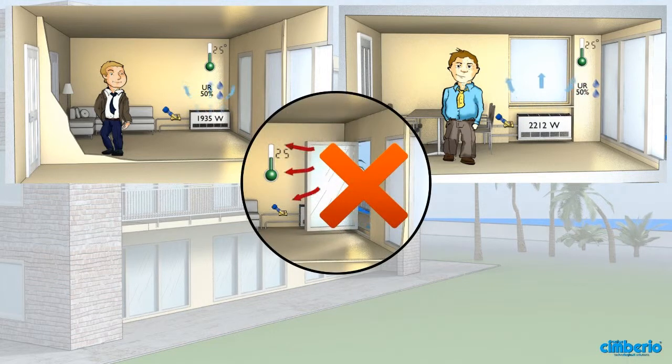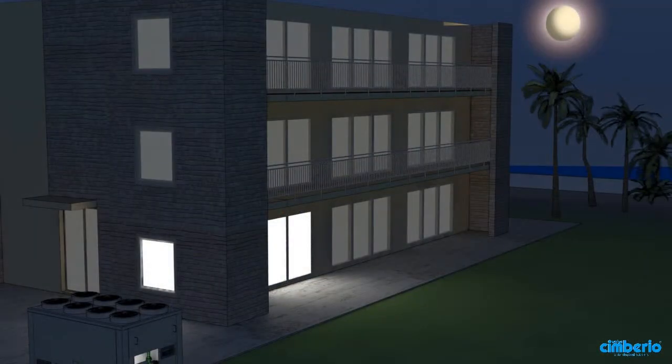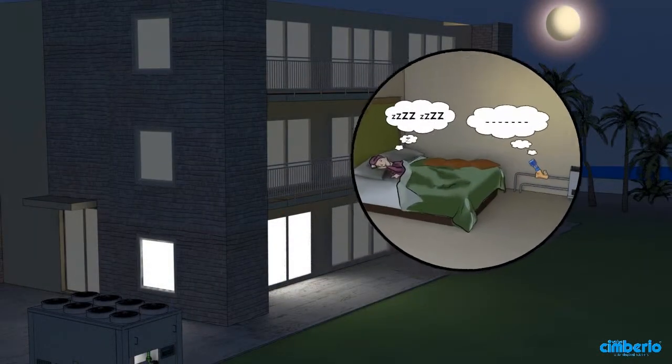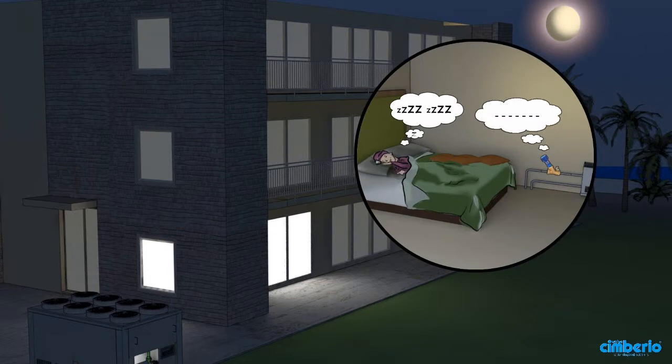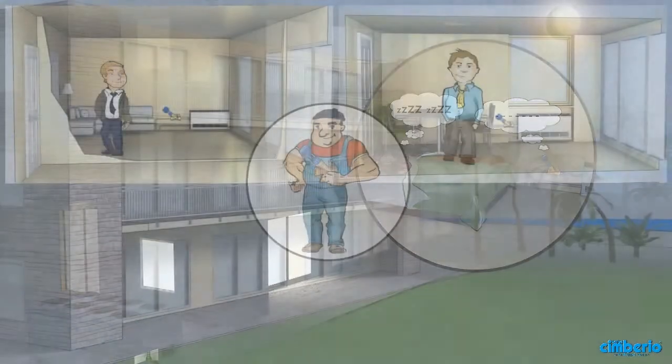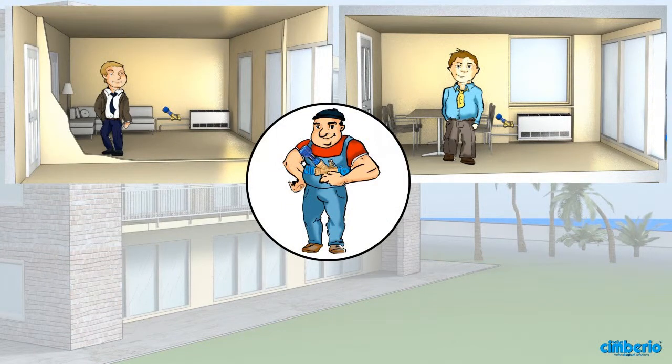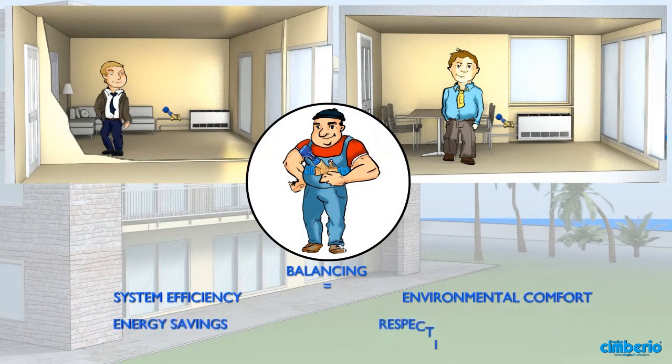Now Mr. Smith is no longer forced to open his windows, and the people in the apartments near the chiller can finally go back to sleeping peacefully. A correct balancing allows the system to operate in a highly efficient manner. This translates into energy savings and greater respect for the environment.